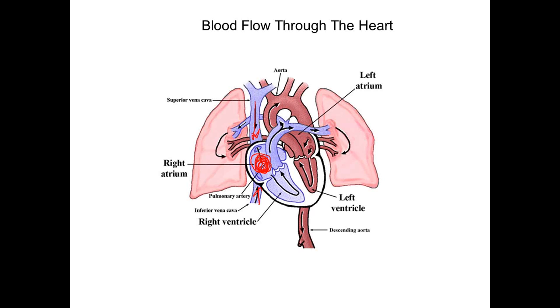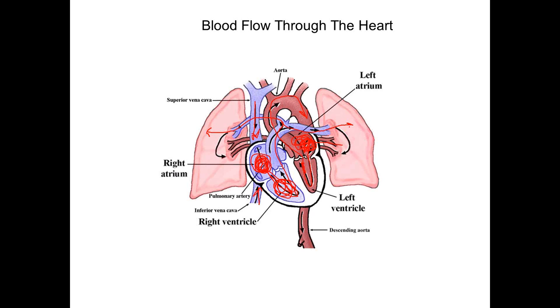Our blood collects here, and then when there's enough of it to knock open this valve, it pushes down into the right ventricle. Then when the heart contracts again, off it goes to the lungs. In the lungs it gets lots and lots of oxygen, and then the blood returns back to the heart to the other side, then down into the ventricle, and then when the heart contracts again, off it goes to the aorta.